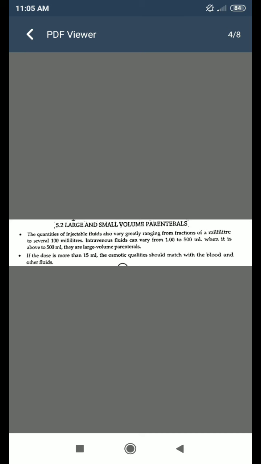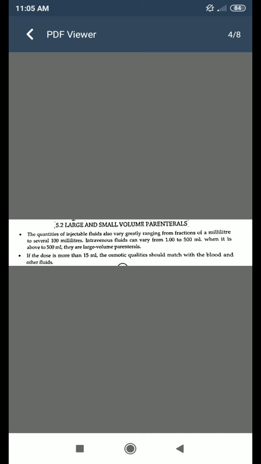Then large volume, like saline solution, is large volume. The quantities of injectable fluids also vary greatly, ranging from a fraction of a milliliter to several hundred milliliters. Intravenous fluids can vary from 1 to 500 ml. When it is above 500 ml, they are large volume parenterals.